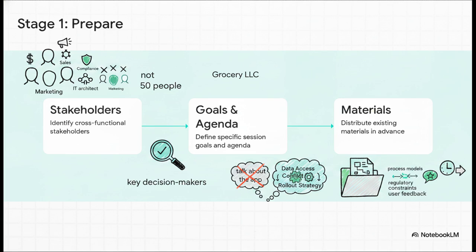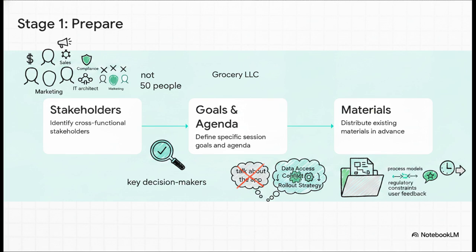First up, you have to identify your cross-functional stakeholders. For our Grocery LLC example, we need a lead from sales, our very strict compliance officer, the lead IT architect, and the marketing director. Notice I didn't say their entire teams. You do not want 50 people in the room.